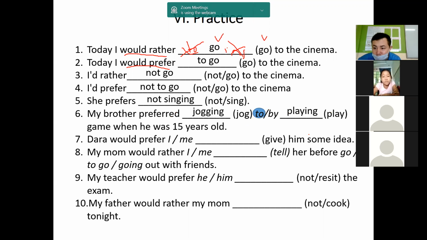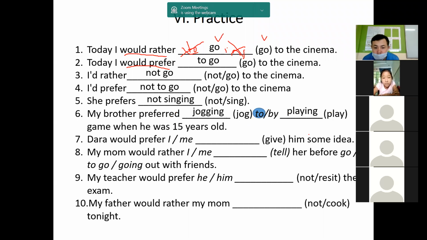Number 7. Nori. Dara would prefer me to give him some idea. Dara would prefer me. Good. To give him some idea.